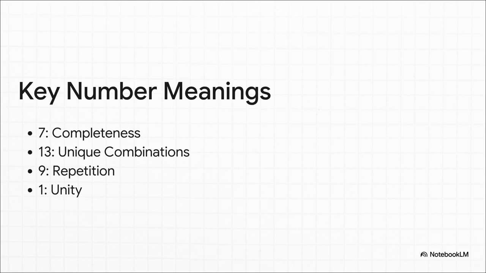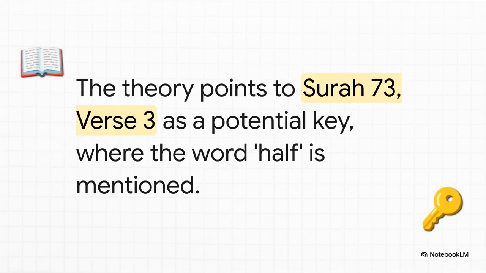The number 7 is supposed to represent completeness. 13 is the number of unique letter combinations you find in all these special chapters. 9 stands for repetition, and 1 for unity. Then the theory points to something really fascinating, a potential key that's supposedly been hiding in plain sight this whole time in a totally different chapter. We're talking about Surah 73, verse 3.